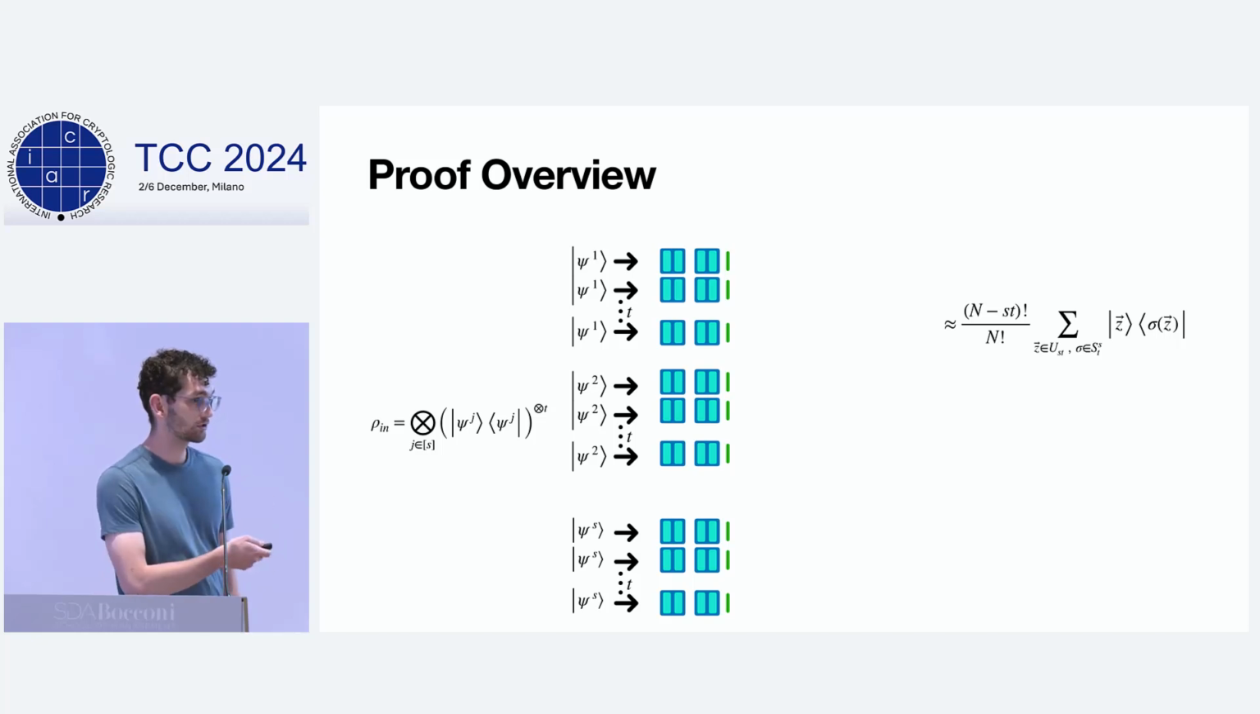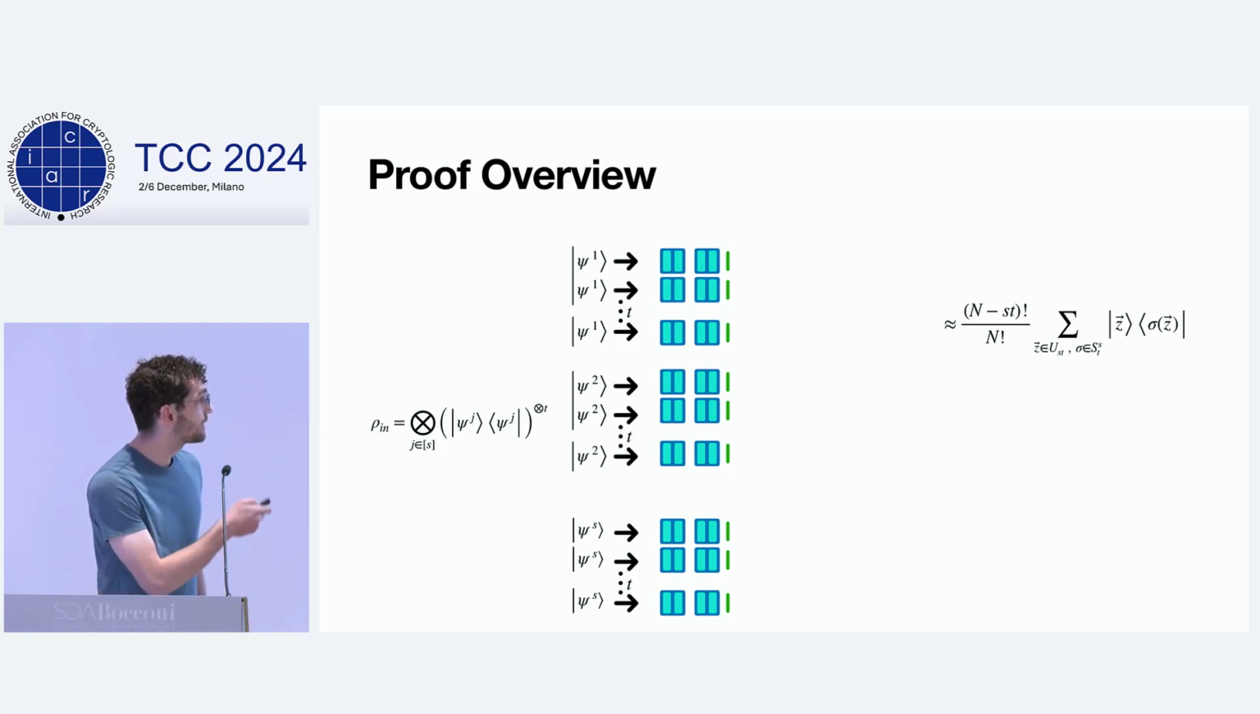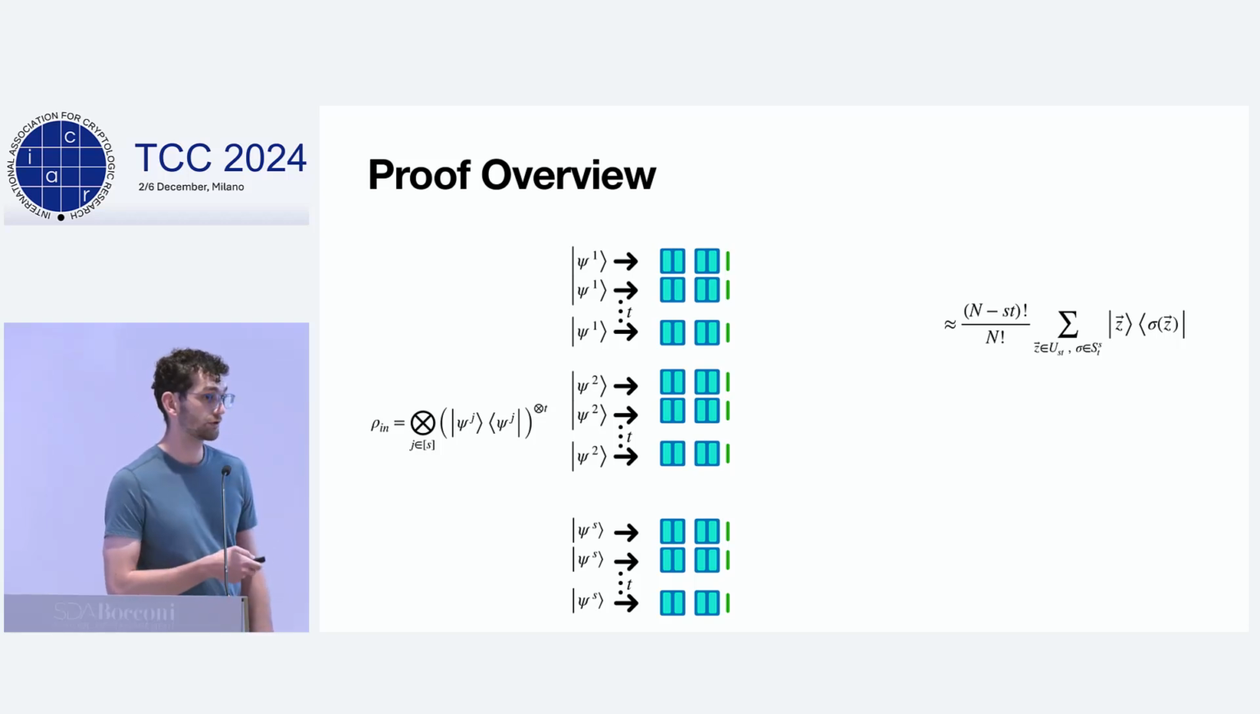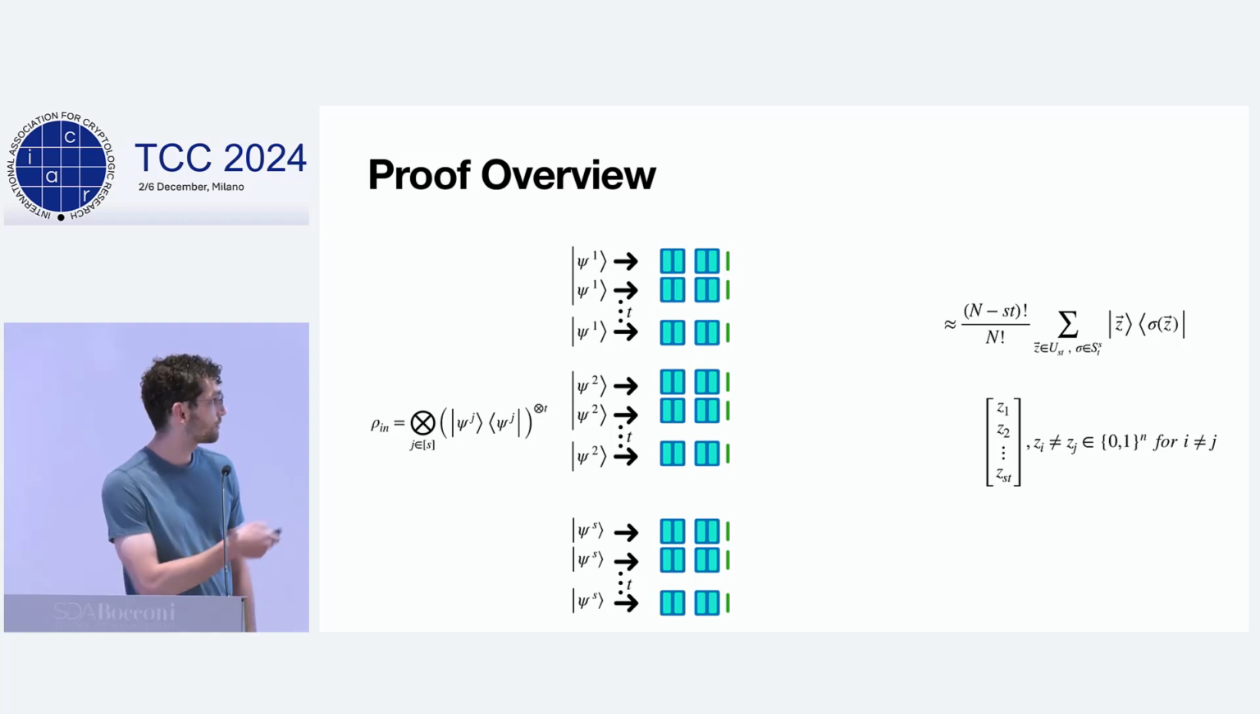There is some normalization term, and then we sum over all Z in UST, which means that the entries of the vector do not reoccur, and over sigma in STS, which are just permutations that are local to blocks of size t.